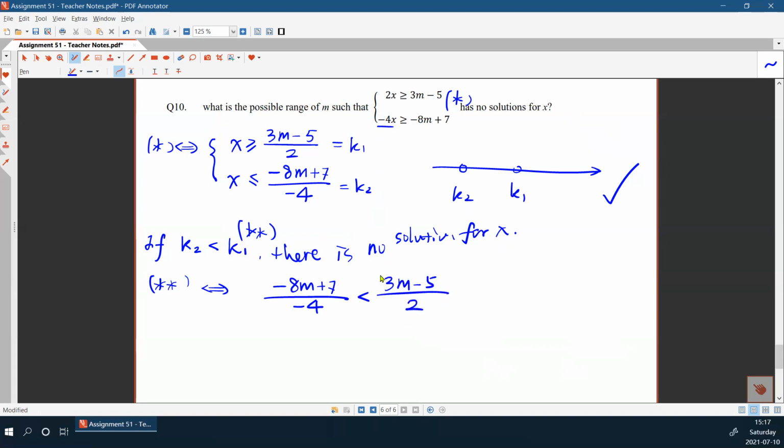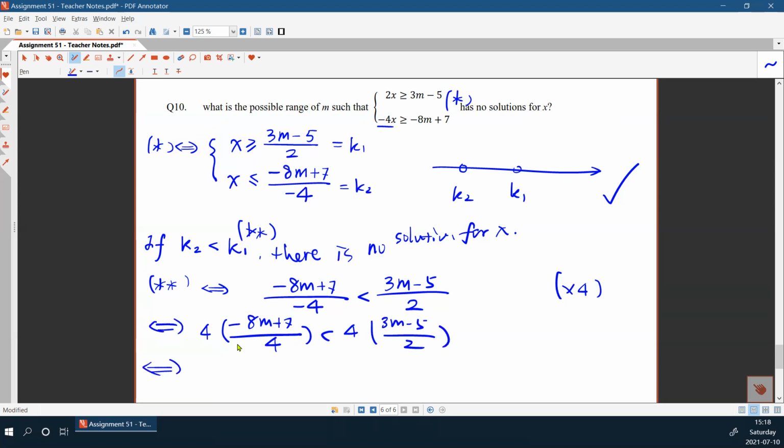And all we need to do is to solve this inequality. So this is equivalent to, tell me what is the next step. You can times both sides by 4, right? 4 is the least common multiple. So let's times 4 to both sides. Because usually I don't like to multiply both sides by a negative number. So this time let's multiply 4 to both sides. Left-hand side becomes this, and right-hand side becomes this, right?